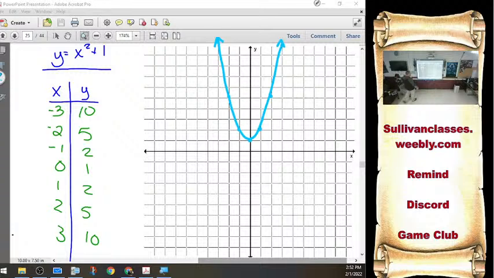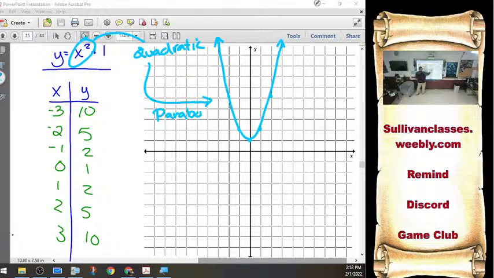It looks like a U. It is specifically a quadratic function, and this is called a parabola. And believe you me, you're going to see a lot of them in high school.